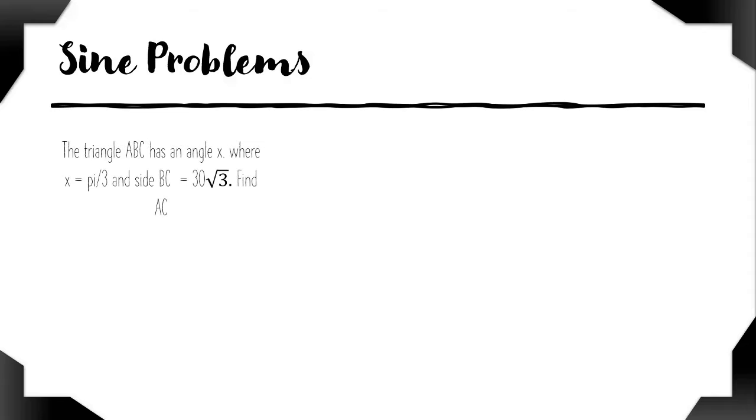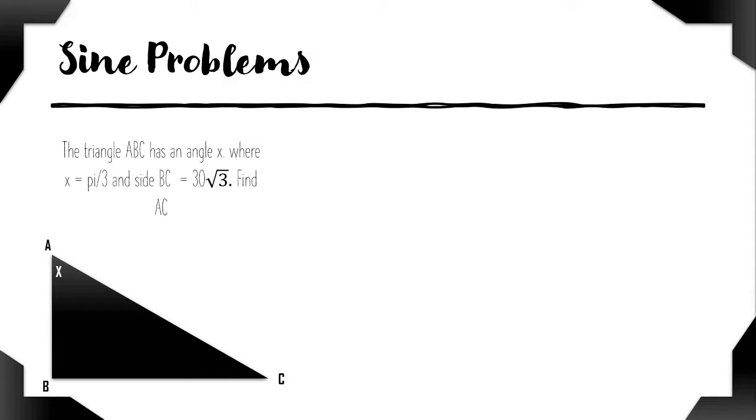The first problem we have is that triangle ABC has an angle of x, where x is equal to pi over 3 and side BC is equal to 30 times the square root of 3. So we can just label that as 30 multiplied by the square root of 3.